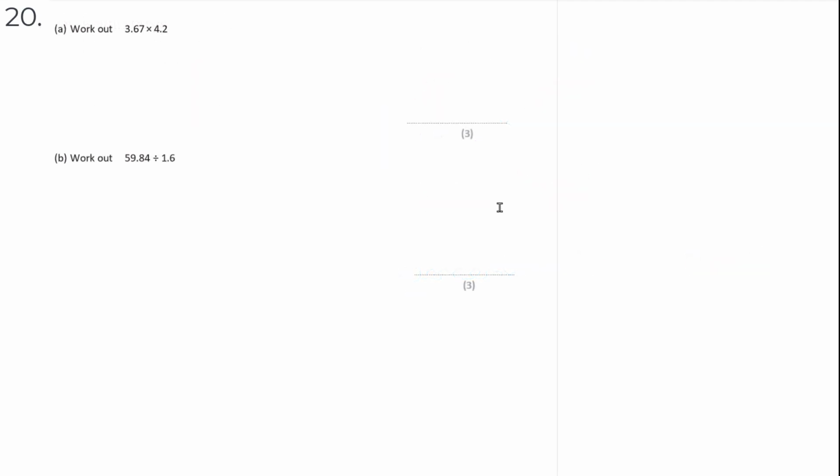Work out 3.67 times 4.2. Presumably you know how to do column multiplication. This is the non-calculator paper, so you need to have a decent way of multiplying, don't you? Okay, so 7 2s are 14, carry 1. 6 2s are 12, plus 1 is 13, carry 1. 3 2s are 6, plus 1 is 7. And then next row, 4 7s are 28, so 8 carry 2. 6 4s are 24, plus 2 is 26, so 6 carry 2. 3 4s are 12, plus 2 is 14, so 14.